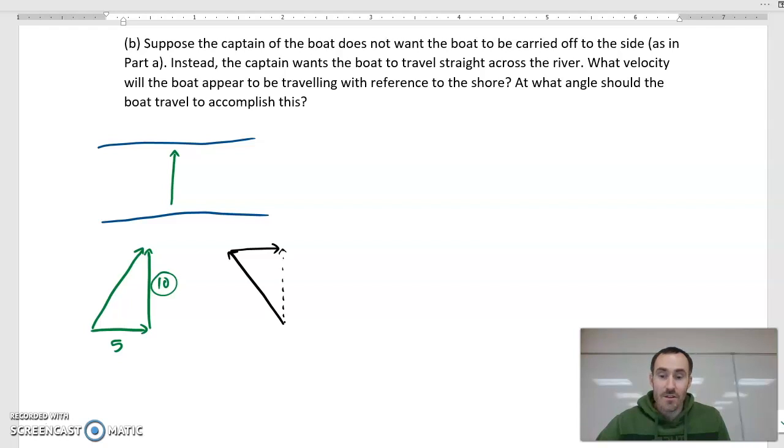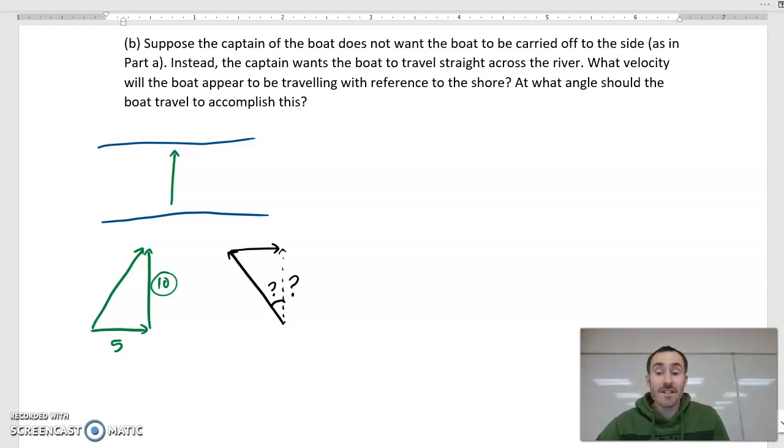Okay, so I have to figure out what direction I should be traveling, and what velocity I would seem to be traveling with according to the shore. So here's what we're looking for. We're looking for what heading I should use, what direction I should point, and what is my total velocity? How fast am I actually moving toward the opposite shore? We're looking for those two things.